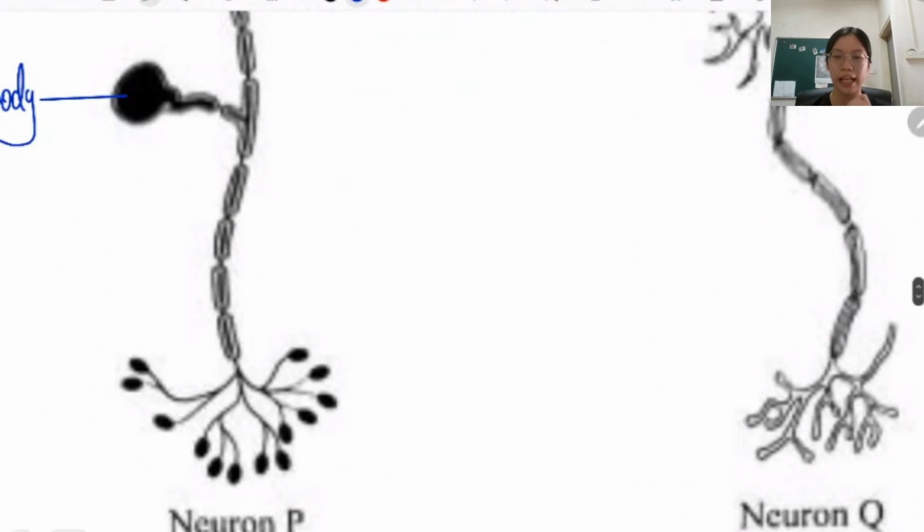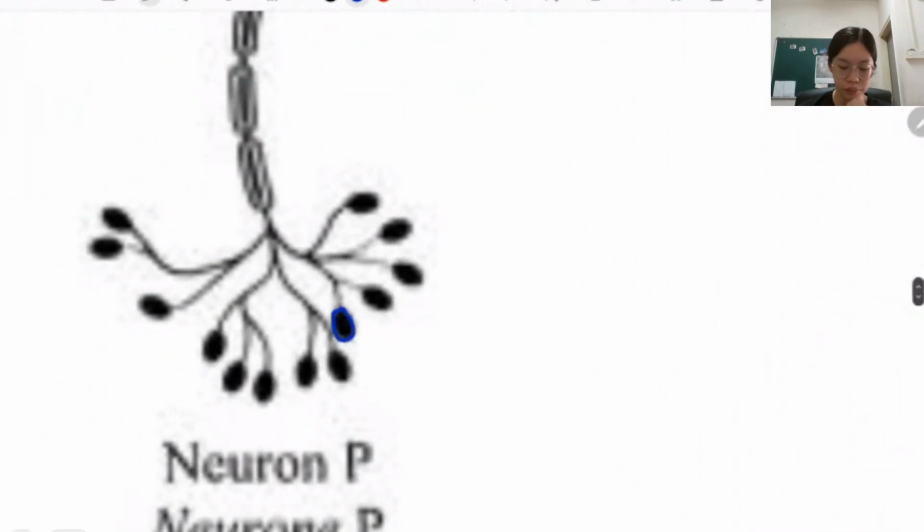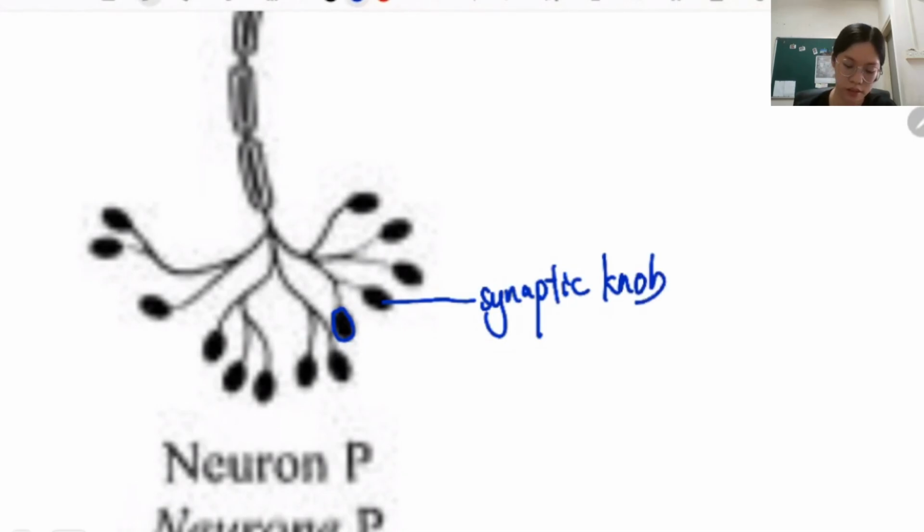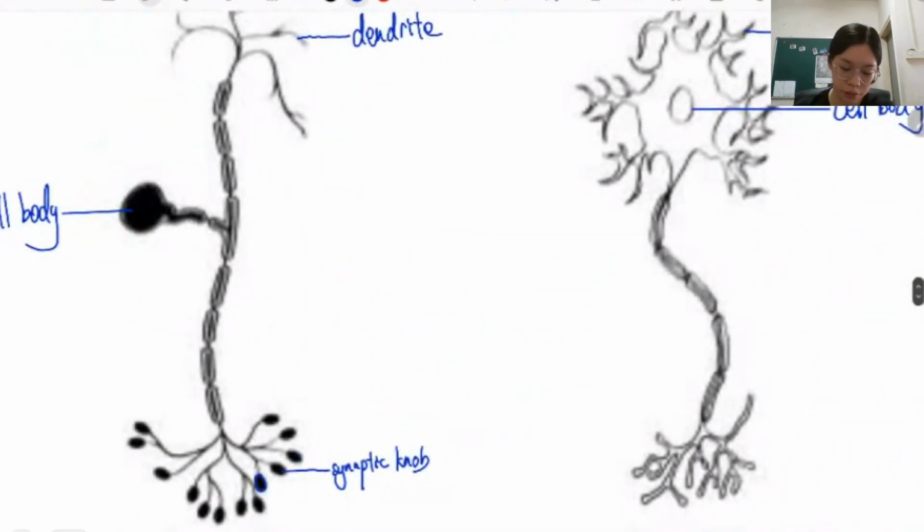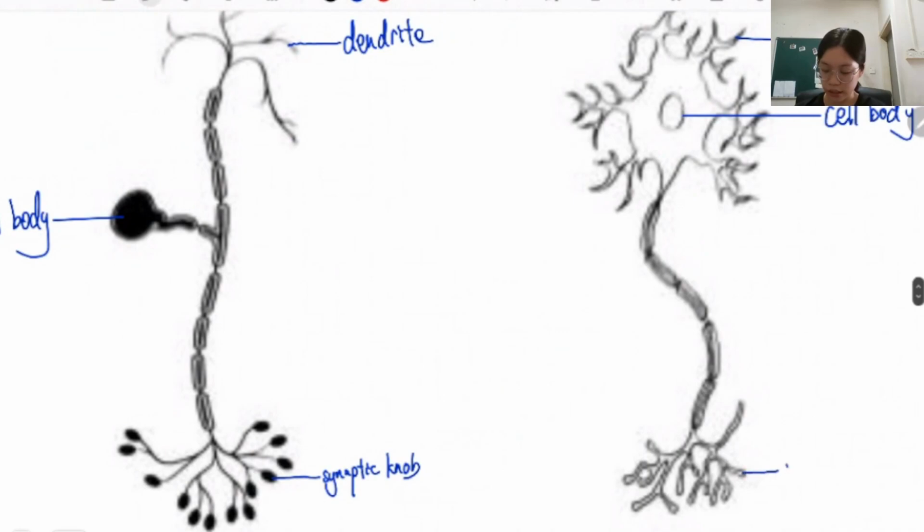What about this? Is it a dendrite? No, because you can see this last part is a bigger part. So this is actually a synaptic knob. That's why you can see the branching part here doesn't end with a darker, thicker region, and this one is the synaptic knob. And here is the axon. Here is also the axon.